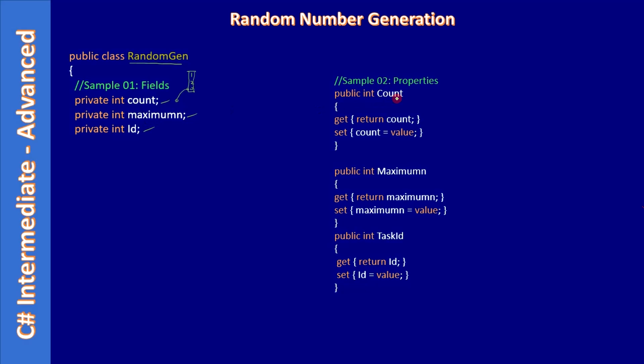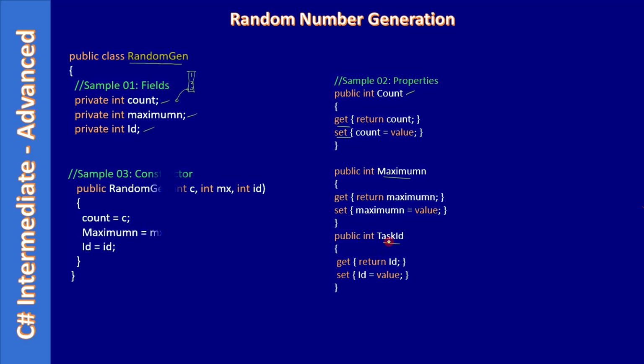So here we will be having a public property, count, get and set. That means it's read write. Maximum, read write property, task ID, read write property. Then we have a constructor, and in the constructor we take count, maximum as well as ID. So we initialize our internal members. So whoever is instantiating the RandomGen, they will give all this information and construct the object.